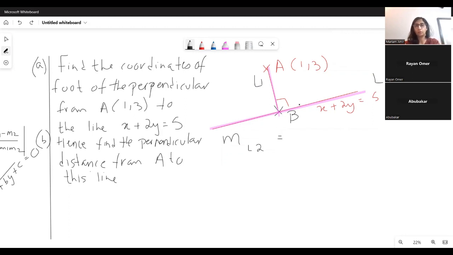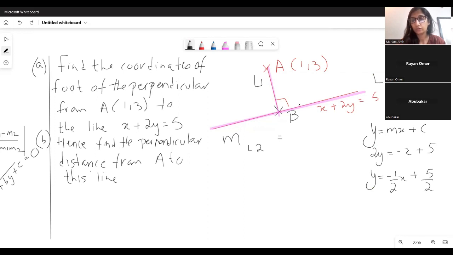x plus 2y equals 5. How do you find the slope? You change it into the form y equals mx plus c. So it will be 2y equals minus x plus 5, and then 2 goes to the other side. You divide both the expressions individually. So now can you tell me what's m for L2? What's the slope for this line L2? मिस, -1/2. Yes, good, negative half.